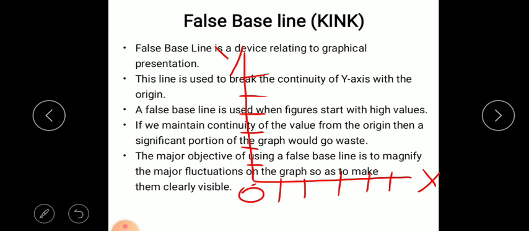How to use it, we are seeing in the coming slides. If we maintain continuity of the line value of the origin, then a significant portion of the graph would go waste. For example, I'll give you an example here so that you can understand. Suppose the origin is 0, 0 here.